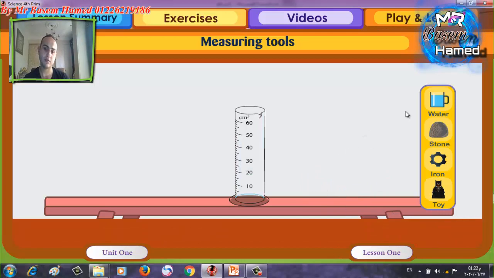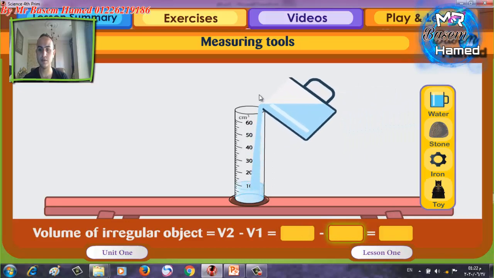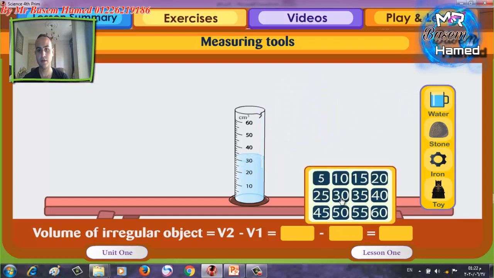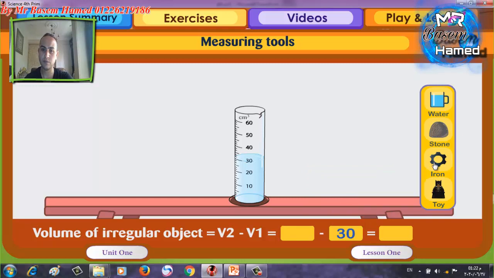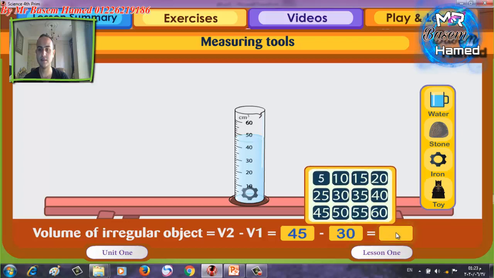Let's pour the water first to measure V1. The volume of water equals 30. Okay, the iron object. Add the object that we want to measure the volume of. I think it equals 40. Yes, it equals 45. So the volume of this iron object equals V2 minus V1 equals 45 minus 30. So it equals 15. Yes.